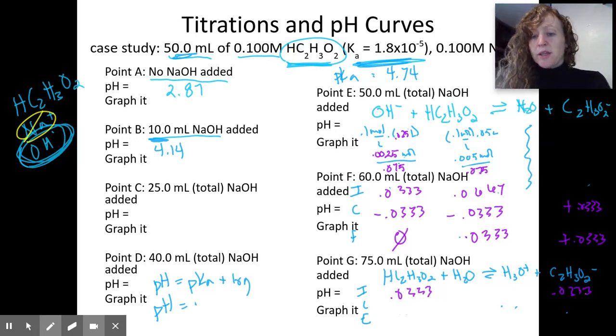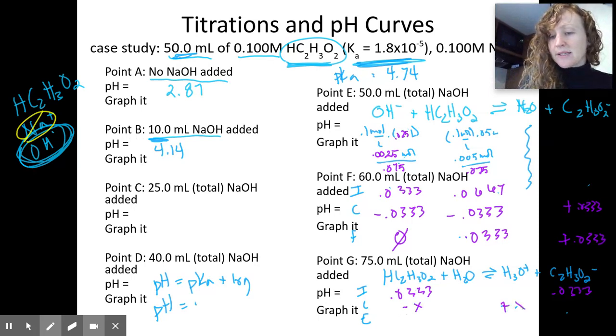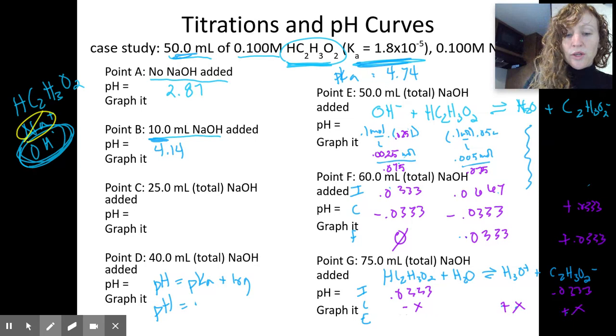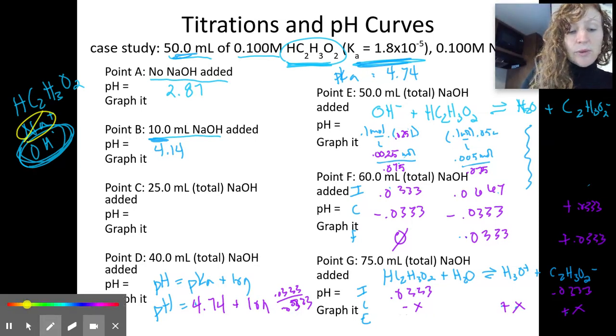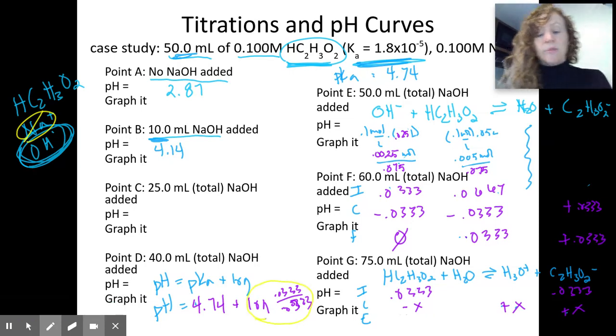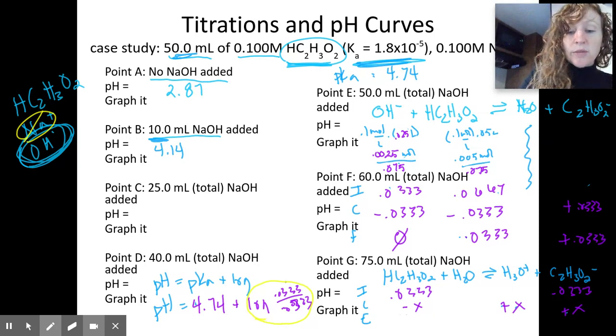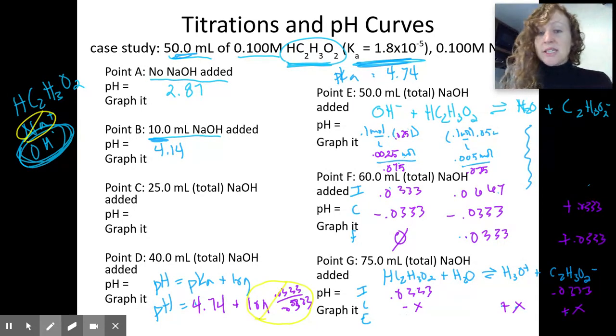Since you just have weak things left, your change would be an X. Right? Or you can use the Henderson-Hasselbalch equation. Okay. Now, this is an interesting point because at this point in our titration, we have this term which is log of 1. We have the same concentration of our weak acid and our weak base. Log of 1 is 0. And so this term kind of drops off. And my pH is equal to my pKa.